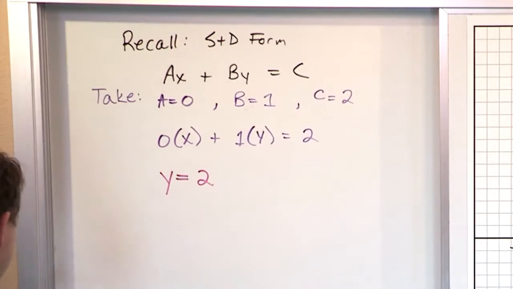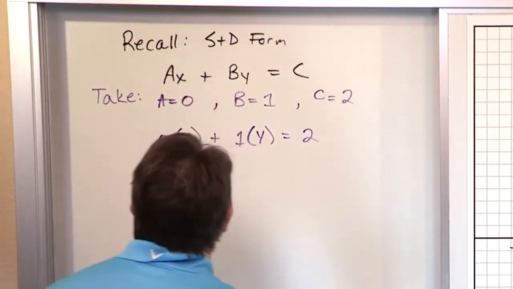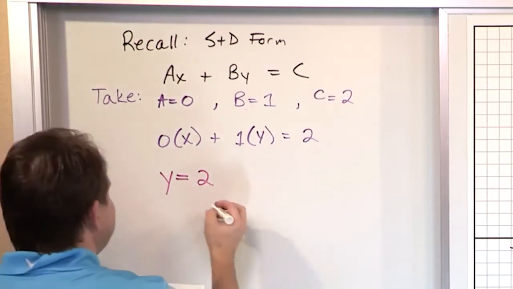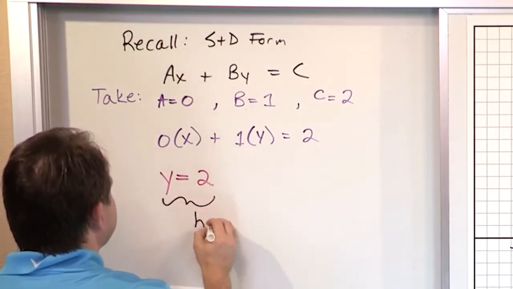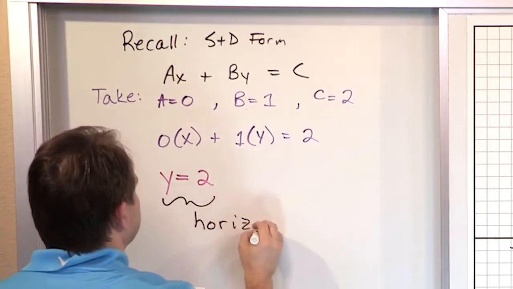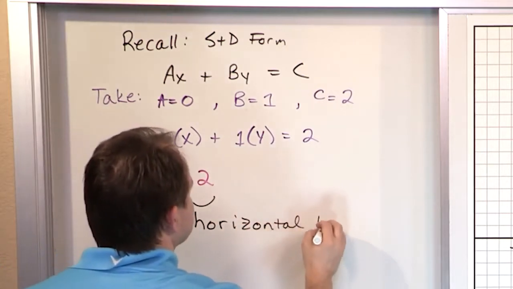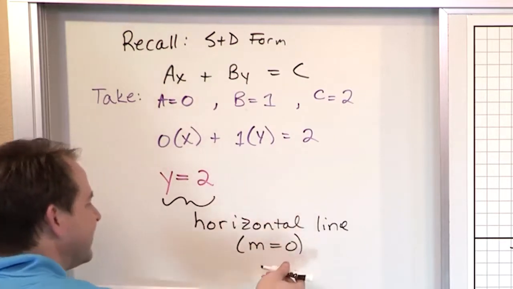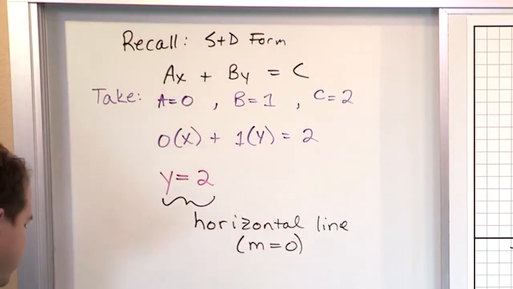Okay. Well, when you have an equation of a line that has y equals a number, this is a horizontal line. And because it's a horizontal line, that means the slope is equal to 0. Remember, it's not slanted up or down. It's just actually equal to 0.